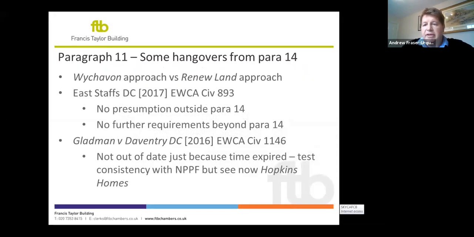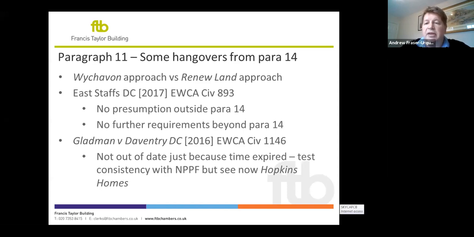So, yes, as Esther says, the approach that the courts have taken is to suggest that paragraph 11 in the new NPPF, 2019 NPPF, should be read and interpreted in its own right, and that authorities and arguments relating to the old NPPF, in particular what was the equivalent paragraph 14 in the old NPPF, were no longer so relevant. And of course that's right.